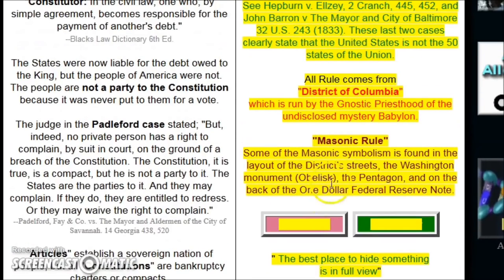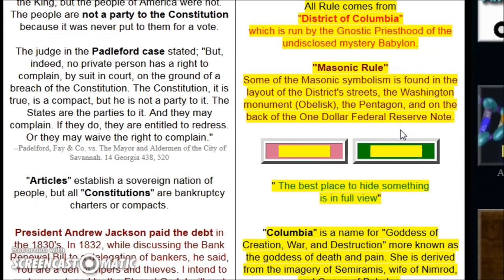And also it goes on to say that the District of Columbia is run by Gnostic priesthoods of the undisclosed mystery Babylon under Masonic rule. Some of the Masonic symbols laid out on the district streets. The obelisk, which is also in the city of London, and also an obelisk in the center of the Vatican in Rome. Again, Egyptians, they actually brought these obelisks, except for the Washington, D.C. one, over from Egypt.